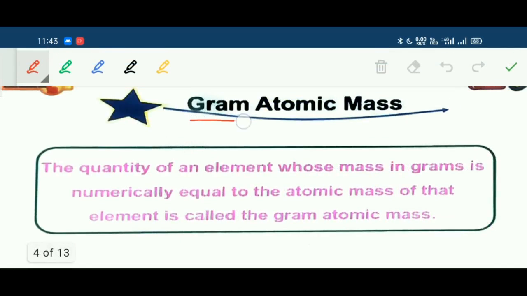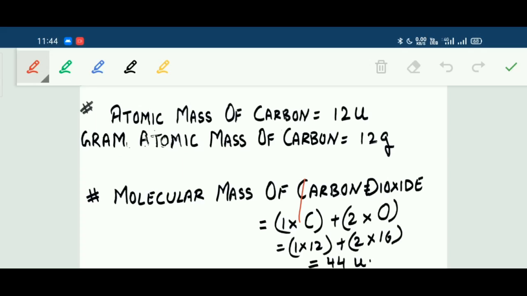Next is gram atomic mass. It is the quantity of an element whose mass in grams is numerically equal to the atomic mass of that element, which means gram atomic mass is numerically equal to atomic mass but taken in grams. Let's understand this with the help of an example. Students, we know that atomic mass of carbon is 12 u. Therefore, gram atomic mass of carbon will be equal to 12 grams.